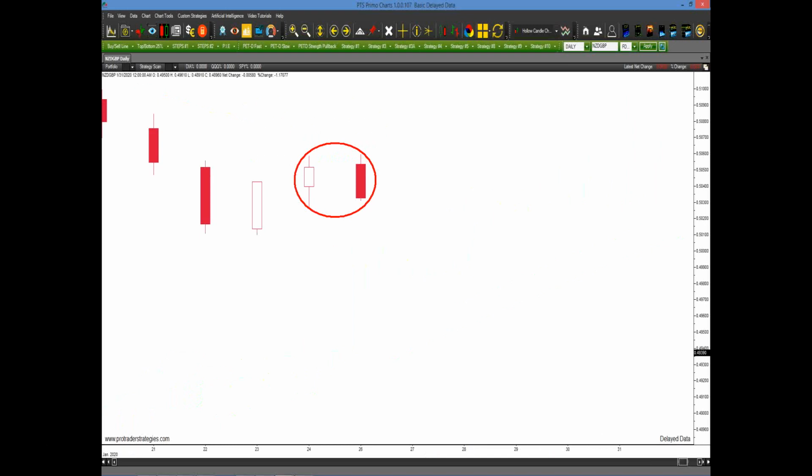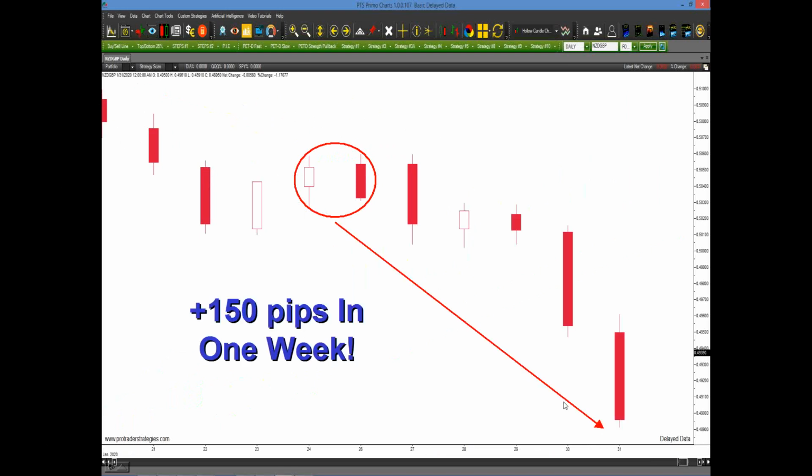Just to confirm, we have the PET D. We see that all the bars are being colored red. In fact, the PET D knew that this was in a downtrend well in advance. And so the currency pair fell 150 pips in 1 week. That's $1,500 potentially could have captured per unit.